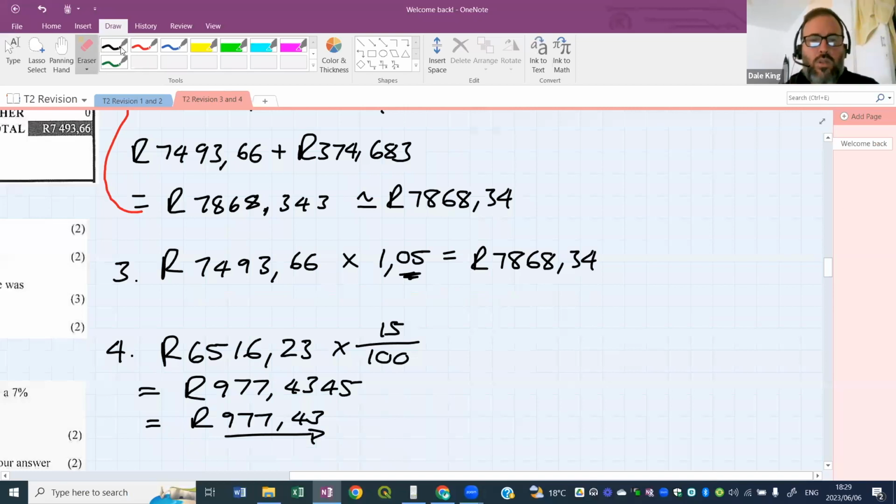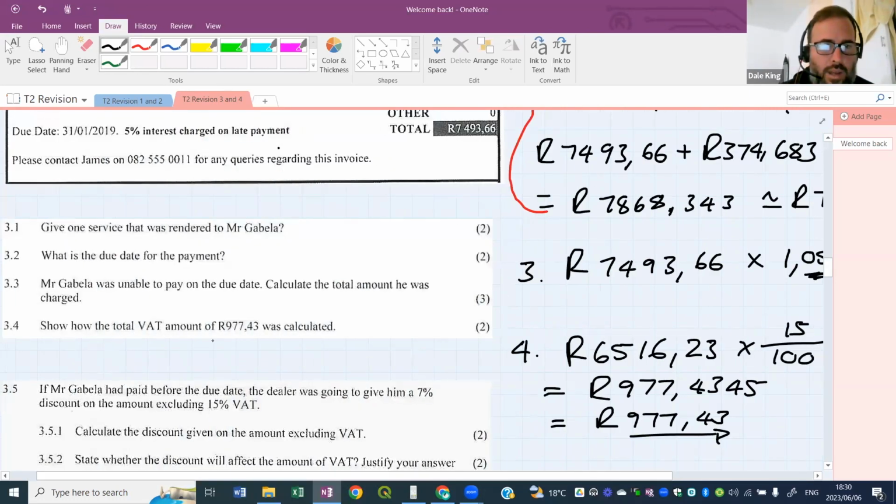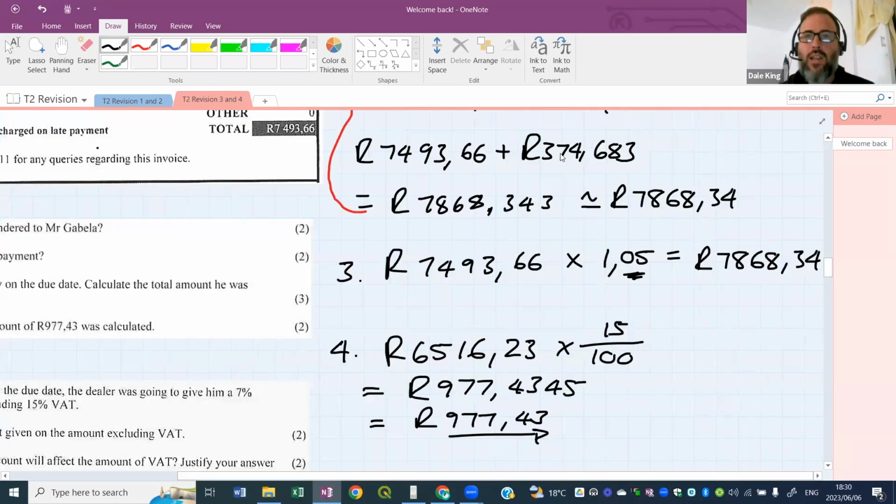All right, guys. So this is just take 15% of that subtotal and show it. This is not take 15% and add it on. This is just take 15% and show us what it is. So the question states, let's read the question again. Show how that amount of 977.43 was calculated. So we showed it and we get the same value. You'll get all your marks for that.